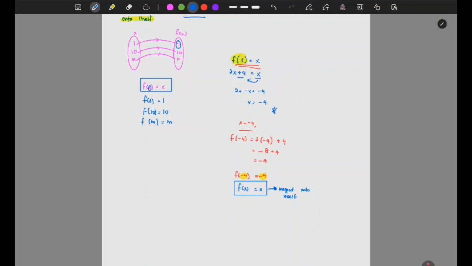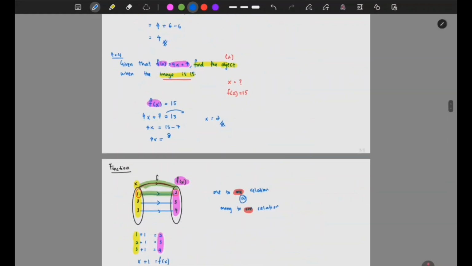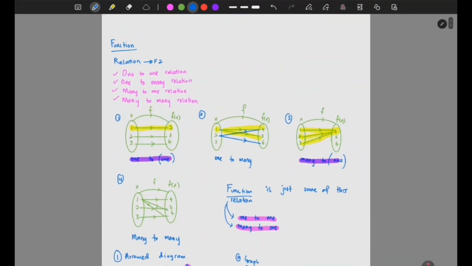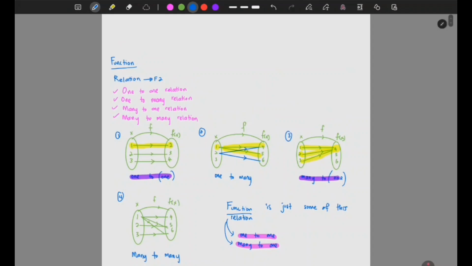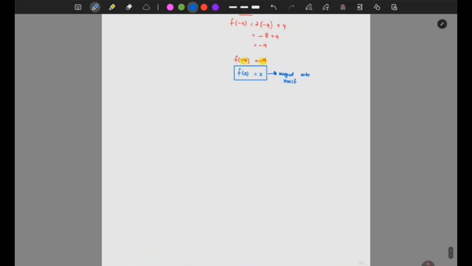Okay, so I think I covered quite a lot in function just now. That's a lot. I think it's approximately 1 hour. I'm not doing the graph part here yet because it's quite a lot, and I'll be doing it in my next video.